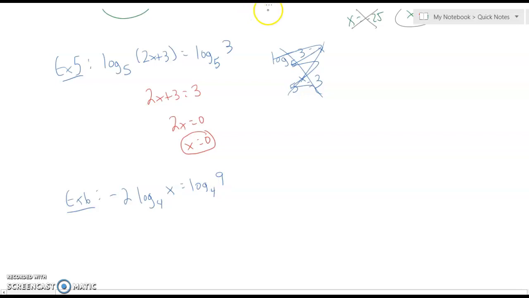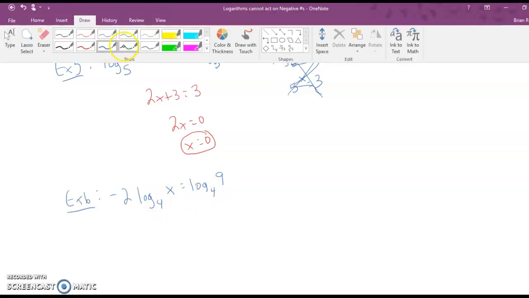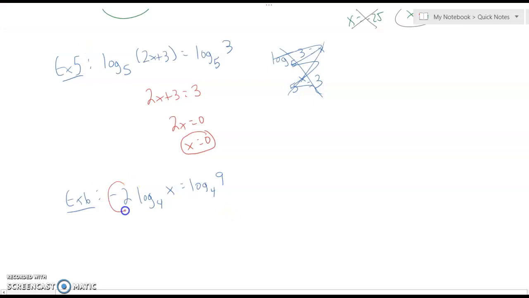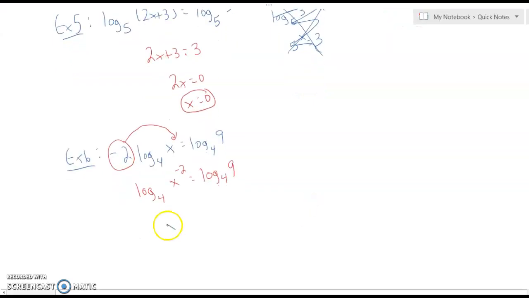All right, so first things first, I do notice that I've got log base 4 on both sides. That's good news. So I could take my arguments and set them equal, but the problem that I have is I've got this negative out in front. So what I'm going to do is bring that in first and condense it that way. I'll have log base 4 of x to the negative 2 power equals log base 4 of 9. Once again, my logs are the same, so I don't worry about those. They effectively go away, and I'm going to have x to the negative 2 power equals 9.